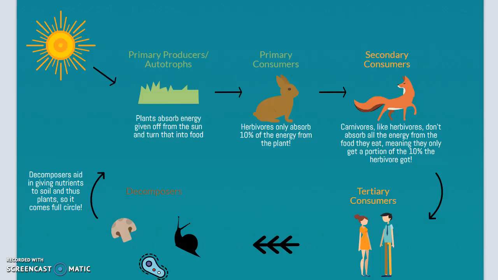That producer is then consumed by a consumer, a primary consumer, which are usually herbivores. And they obtain about 10% of the energy that the plant gets. Secondary consumers eat primary consumers, so they're carnivores, and they get about 10% of what the primary consumer has, which is even less, and we'll go over kind of what that means later on.